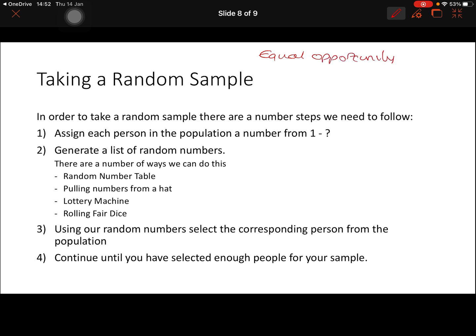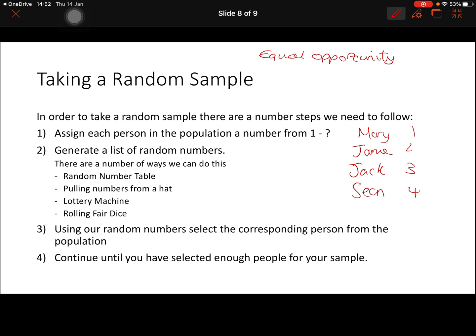Now in order to take a random sample, we have got 4 steps that we need to go through. What we try and do is we assign each person in the population a number from 1 to however many there are. So for example, in our class it would be 1 to 29. Every person gets a number. So for example, Mary, James, Jack, Sean, whoever, you would number 1, 2, 3, 4, and so on.